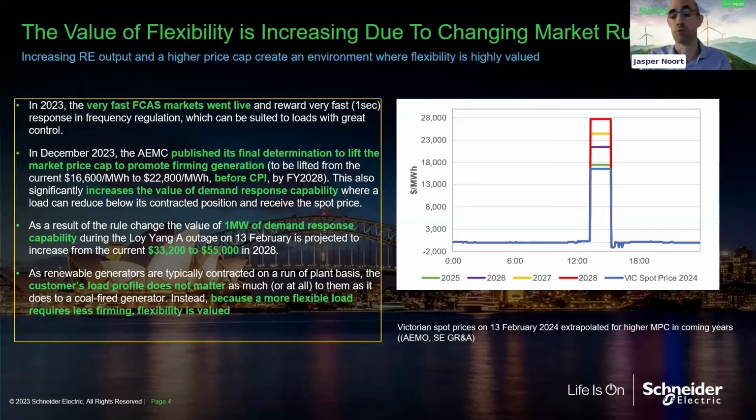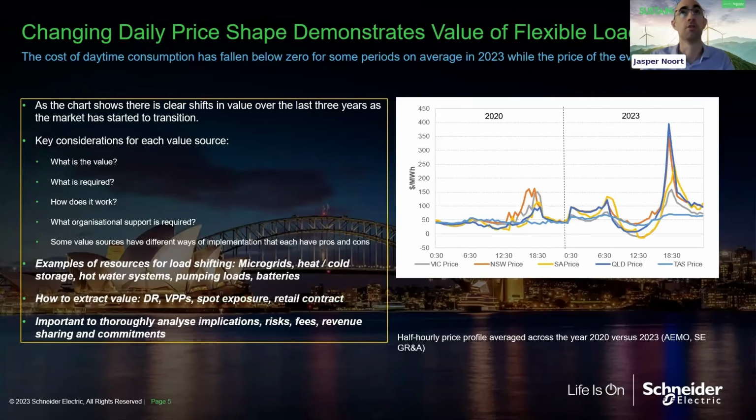Because obviously, the more we rely on generators, the higher the overall price will be. When we use generators for very small amounts of time, they need to be paid enough to be in the grid. And if we can reduce that amount of generation that's required, it will really help to keep overall costs down.